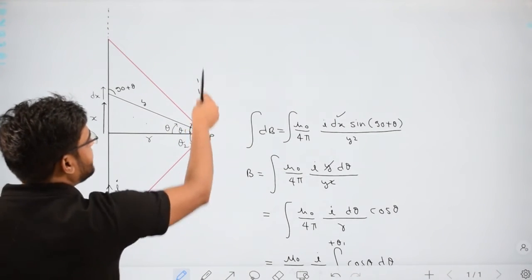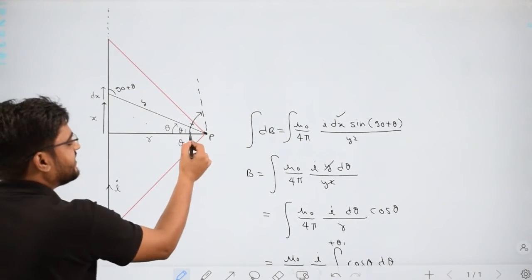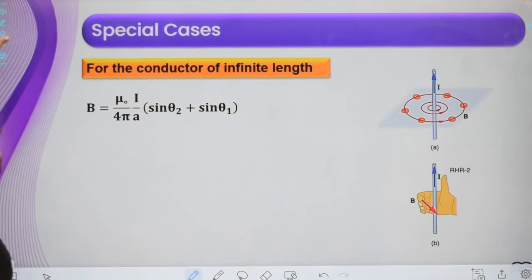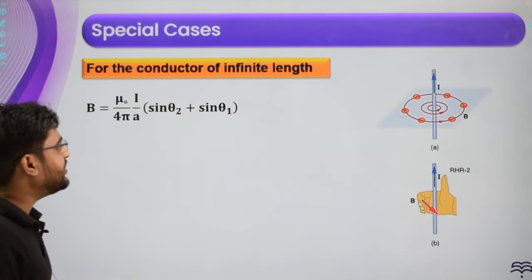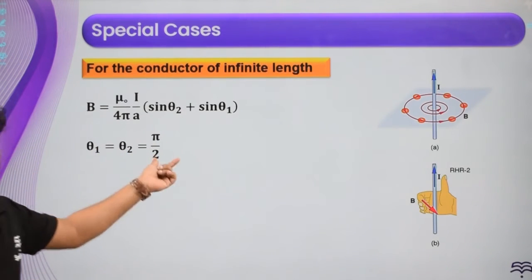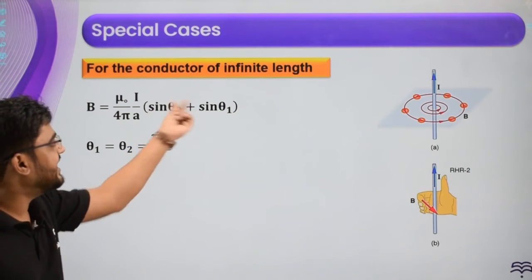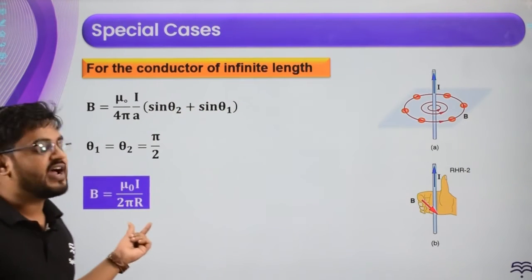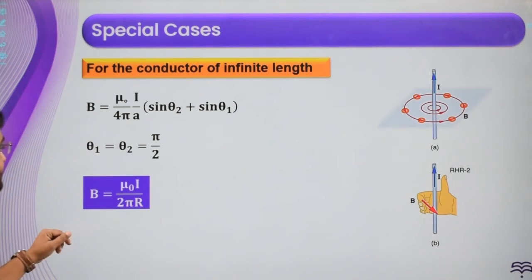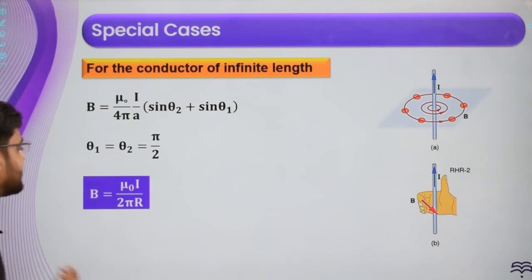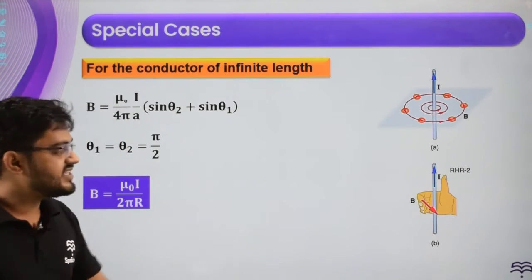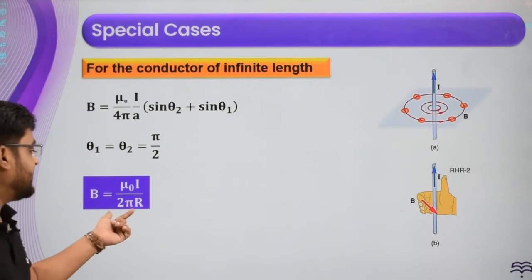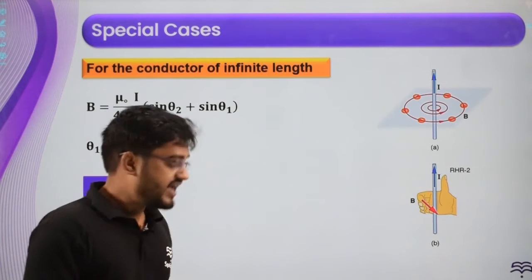It is almost 90 degree, so it will never meet. It will become parallel, and theta 2 is also 90 degree. So we put both theta 1 and theta 2 as 90 degree in this expression. Sin 90 plus sin 90 is 1 plus 1, so this is 2, and eventually we get mu naught I by 2 pi r. That's the expression, where r is the distance at which we have to get the magnetic field. So this is the magnetic field due to an infinite wire.